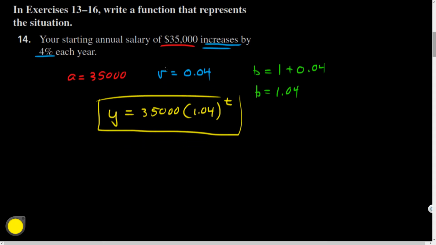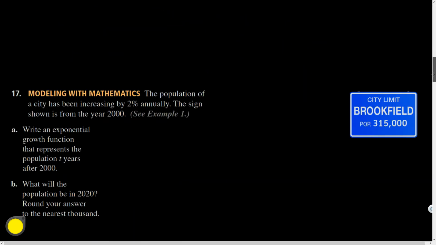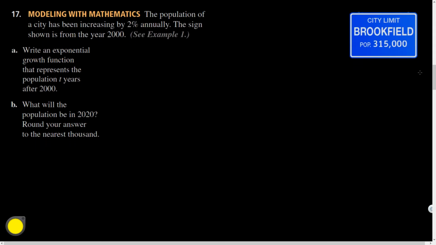R is the rate that it is increasing by, often written as a percent, but it also could be written as a decimal. So if B was 1.04, then that meant R was 0.04. T is time. T is like my input.